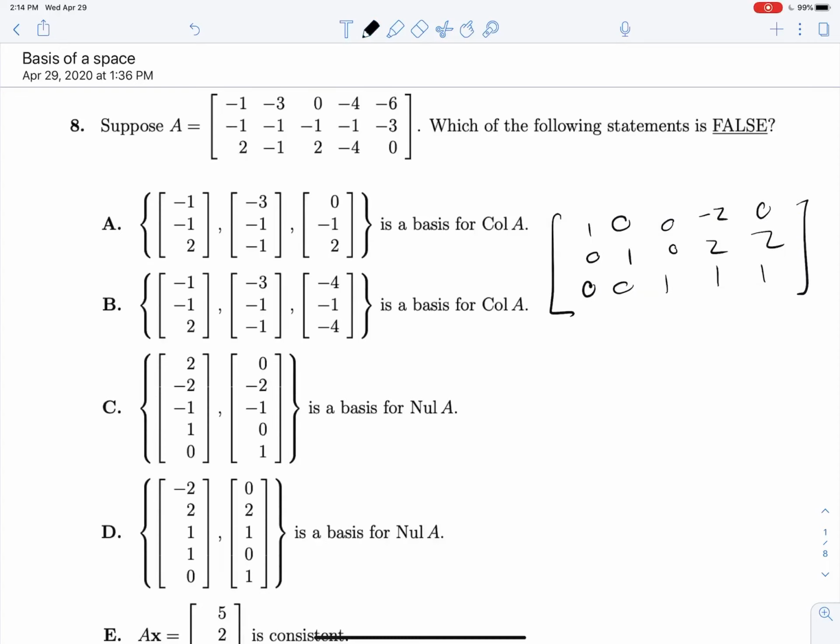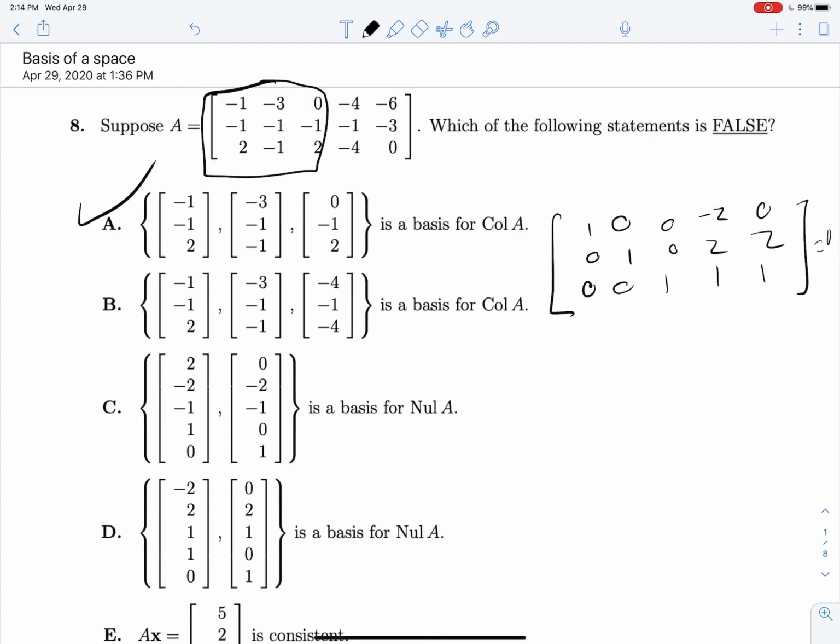So we see that we have three pivots here in the first three columns. So the basis for our column space should be the set of these three columns. And that looks like A. So that is a true statement right there. What about our null space?